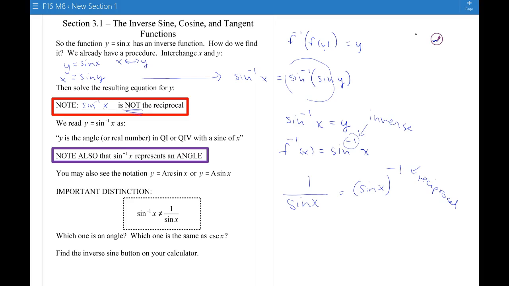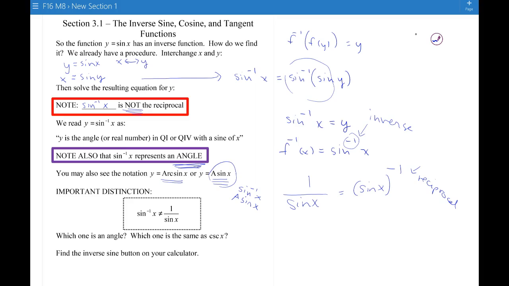So note that the inverse sine of x represents an angle. Make sure that makes sense to you. You may also see the notation arc sine with a capital A, or just a sine. This is the notation on my calculator. So your calculator may have either sine inverse x, or it may say a sin x, and those mean the same thing.